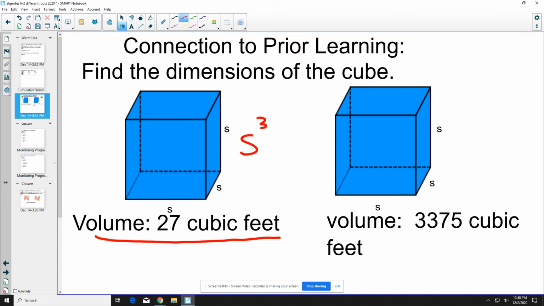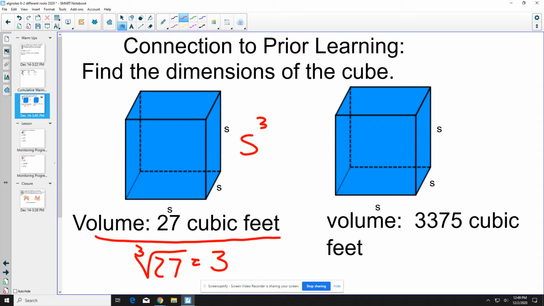So what they're asking you is what number to the third power gives you 27? They're really asking you for the cube root of 27. So the cube root of 27 would be what number times itself gives you 27? That would be 3, because 3 times 3 is 9, 9 times 3 is 27.